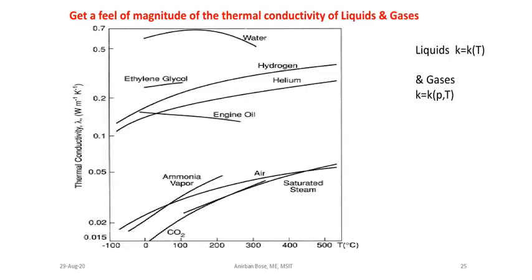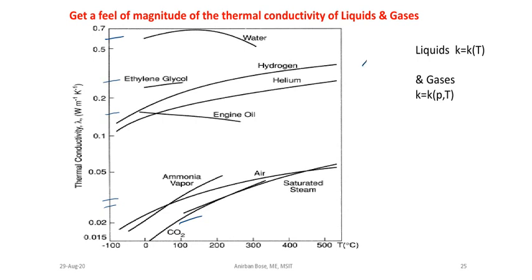Anyway, these are some ideas of the magnitudes of thermal conductivity. Now if you look at liquids and gases, the thermal conductivity of water is in the order of 0.6. For ethylene glycol, it is in the order of 0.3. For engine oil, the values are in the order of 1 or less than 1, maybe 0.1 to 1. But for gases like carbon dioxide or air, it is in the order of 0.04, 0.03.